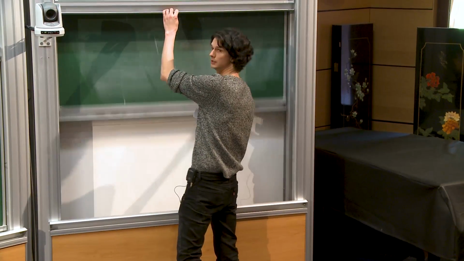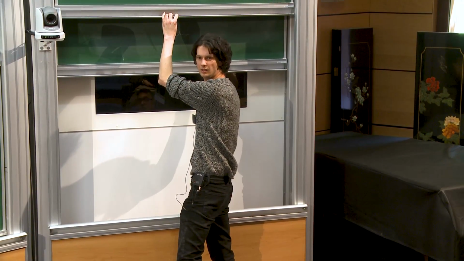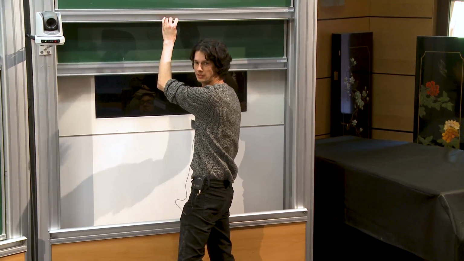Then, sorry? GLNC is a complex Lie group. No, it's as an algebraic group. Okay. Yeah.